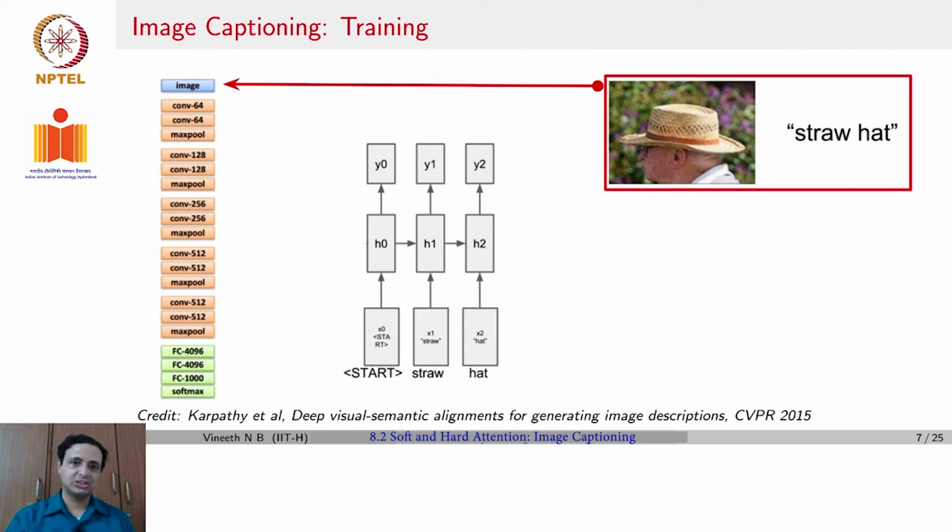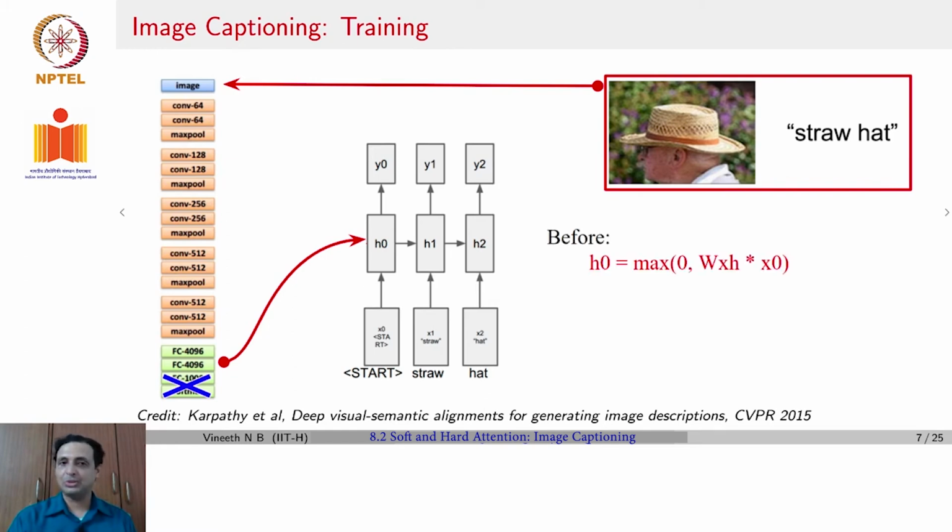We briefly mentioned this in the previous lecture. You discard the last classification layers of your CNN. You take a representation that you have as the output of the CNN and you give that also as input to the RNN.